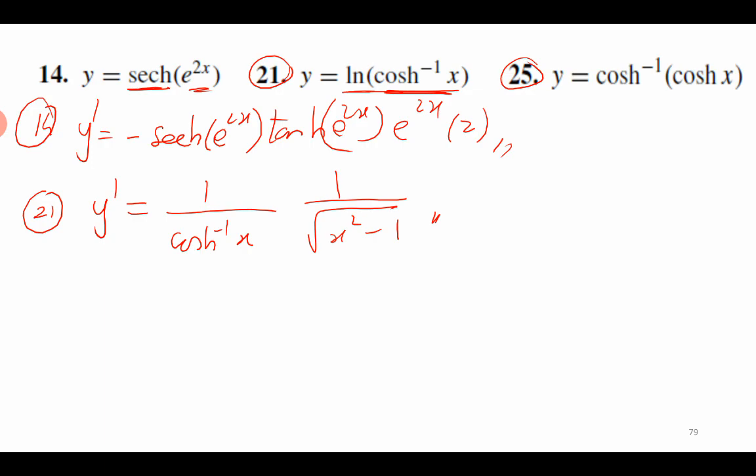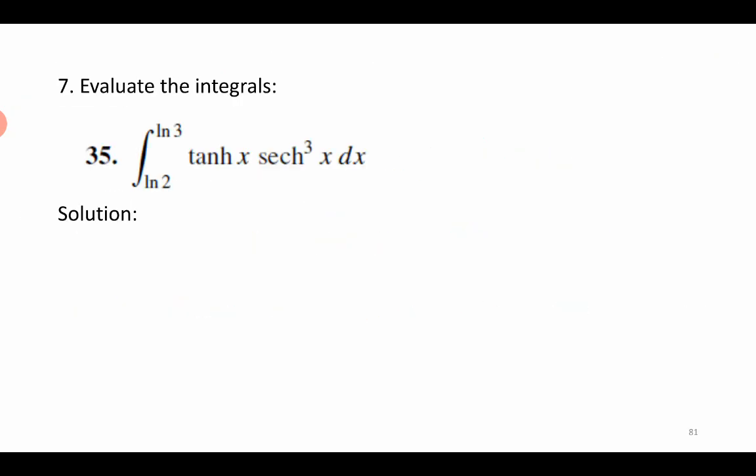You cannot directly apply cosine hyperbolic inverse as cosine inverse. This is true only when x is greater than 0, right? So you should first take this term as u, then apply the formula of cosine hyperbolic inverse, and then use the chain rule to differentiate this one. Try this one. That's all. And the last problem of this chapter is integration.